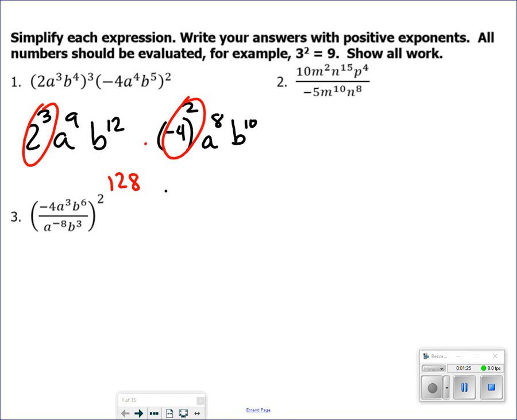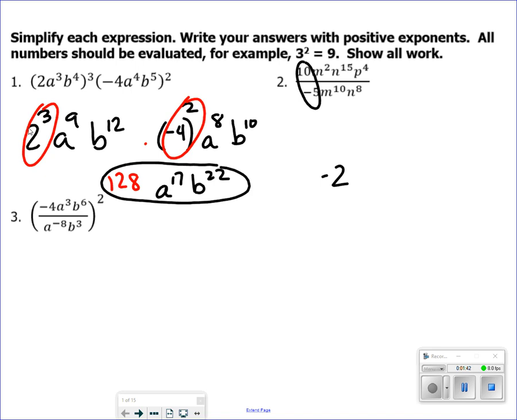The a, you add the exponent, and the b, you add the exponent. So again, a lot of the problems come on the number more so than the actual exponent. So the next one, 10 divided by -5. Again, you treat that like a fraction. 10 divided by -5 is -2.